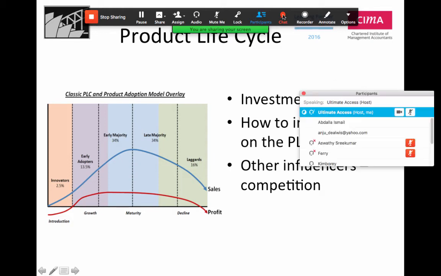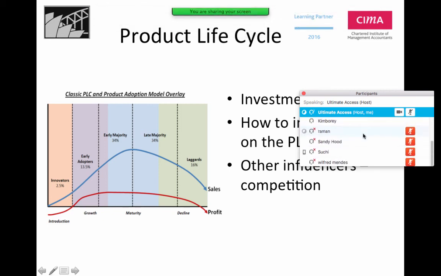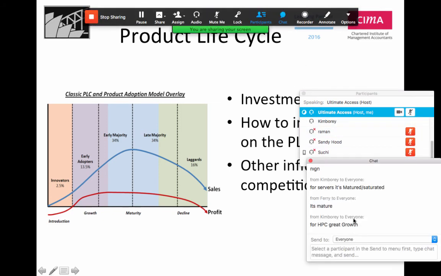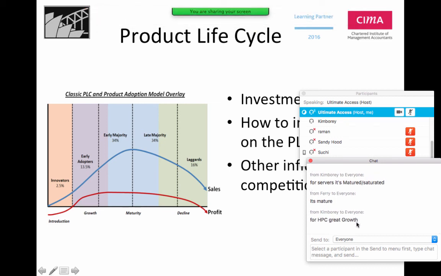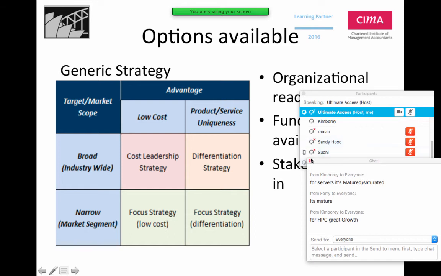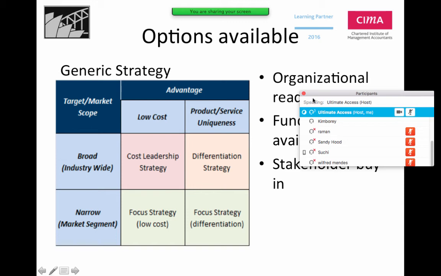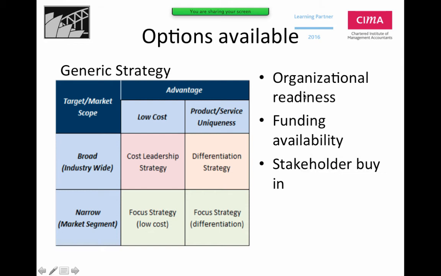So as I think in the chat box as well, you guys have quite correctly identified, and you're talking about HPC great growth, right? Servers, it's matured, saturated. So yeah, that's a good identification, right? And then we are also looking at differentiation strategies. Are we going to go ahead with it? Again, certain models that we have currently, and saying, well, we've got certain products. Are we going to adapt the differentiation strategy here?